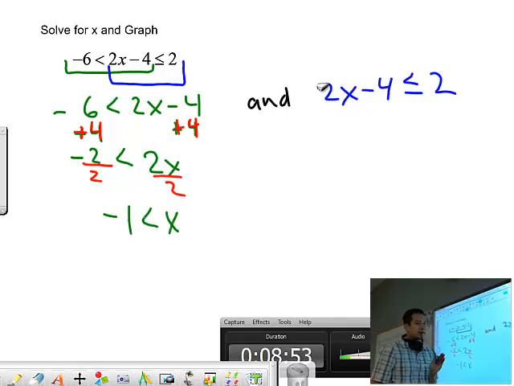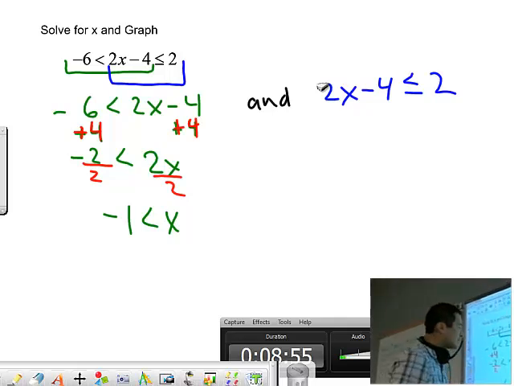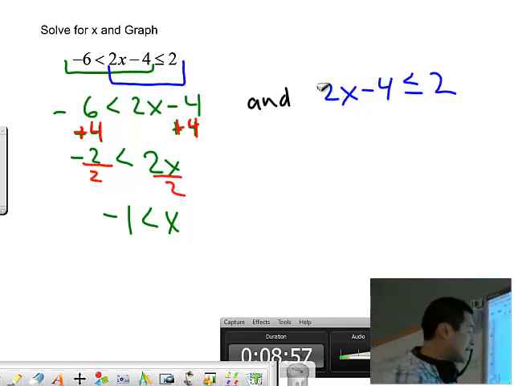Now let's take a look. Did I make a mistake? Am I supposed to flip the sign? It is a negative 1. No, I'm not. Only when I multiply or divide by a negative number. I divided by a positive 2. Therefore, I do not flip the sign.